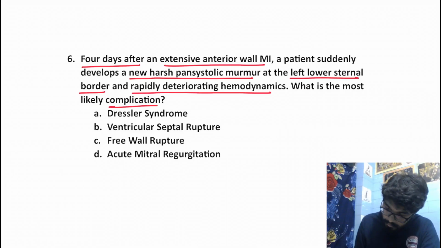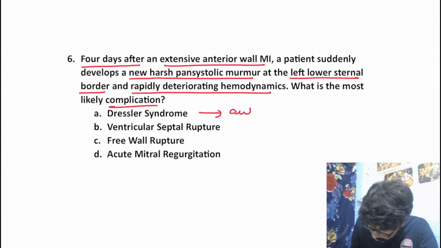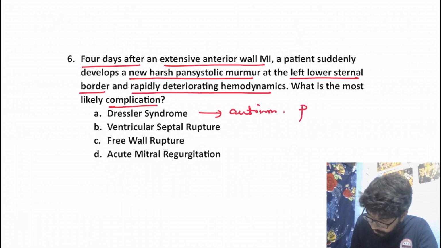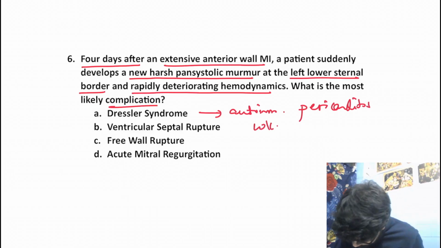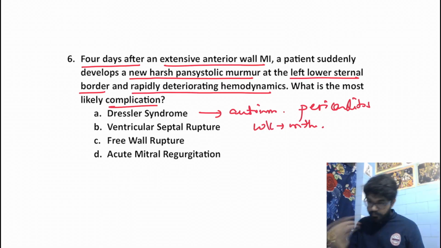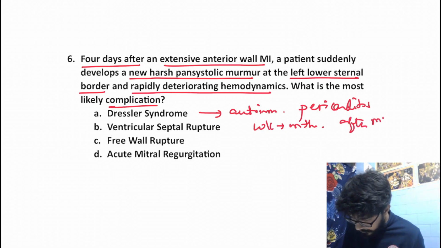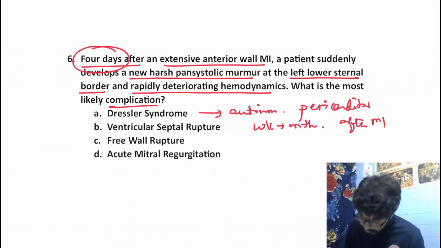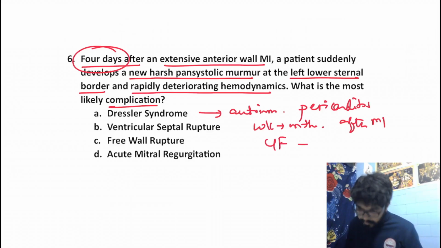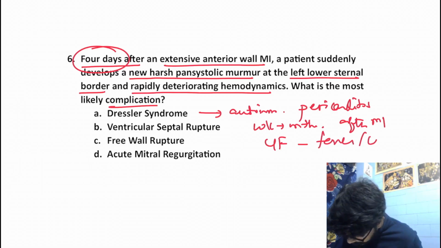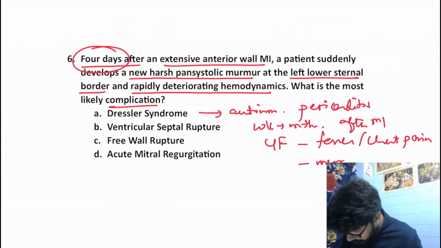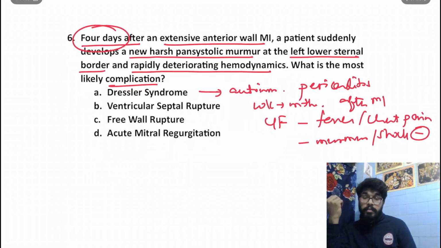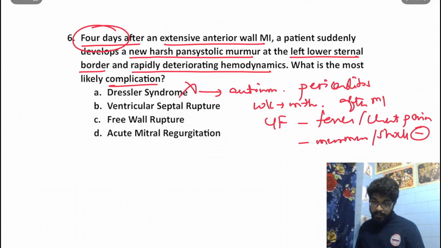So let's start. First we have Dressler syndrome. What is Dressler syndrome? It is actually an autoimmune pericarditis. It is an autoimmune condition that develops weeks to months after MI, but over here it is just 4 days. And what are the clinical features that we can get? We can get fever, chest pain, and the hemodynamics will be normal. The murmur and the shock component would be absent, which have been mentioned over here. So Dressler syndrome is not the answer.